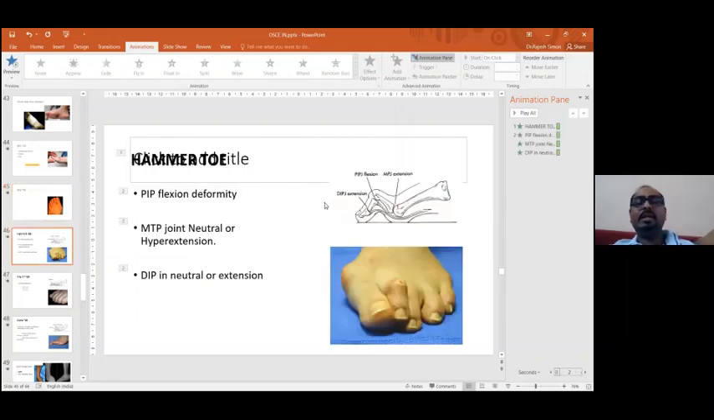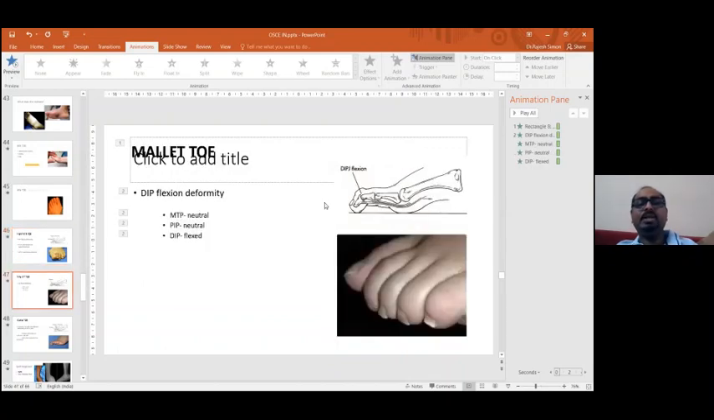I thought I had included the slides. So just to go over the other things, the hammer toe is a PIP joint problem. It's a flexion deformity of the PIP joint. The mallet toe is a flexion deformity of the DIP joint.